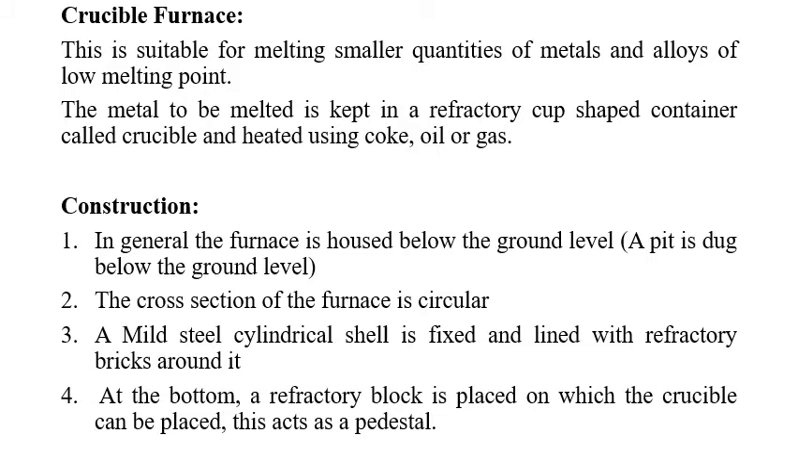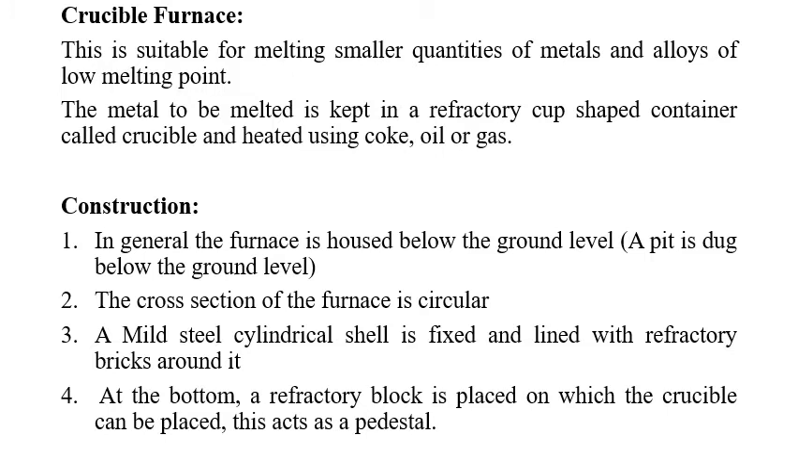So this is a low melting point, not more than 1000. So it is better to go for a lower temperature to melt the metal. The second point is that the metal to be melted is kept in a refractory cup-shaped container called a crucible. It is made of graphite and heated using coke, oil or gas, any one of them, to convert the metal from solid state to liquid state.